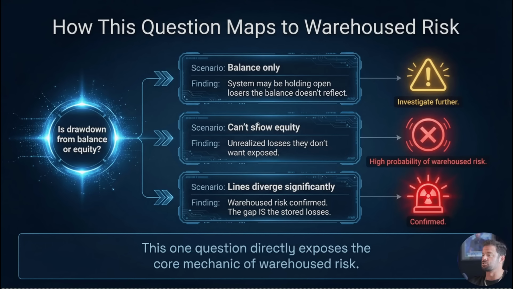If they deny showing you the equity curve, which is pretty rare, but in some cases they really will not, and they will say, we don't want to show, or we don't have that. That's probably a good sign that there's warehousing risk, because they don't want you to know there's unrealized losses that they're not exposing.